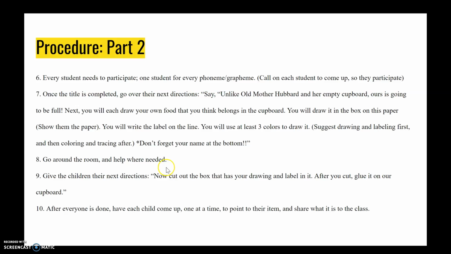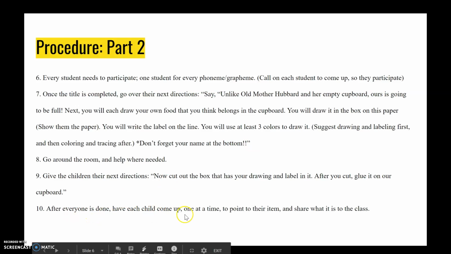Of course, with those who struggle a little bit more, check in with them. If they need any adjustments, I will have them, and they'll be on the other page. And then the next one, go over their last step of instructions, which would be to cut out that box that has the drawing and label in it, and they will glue that on the class cupboard poster. That way we'll have a class cupboard.